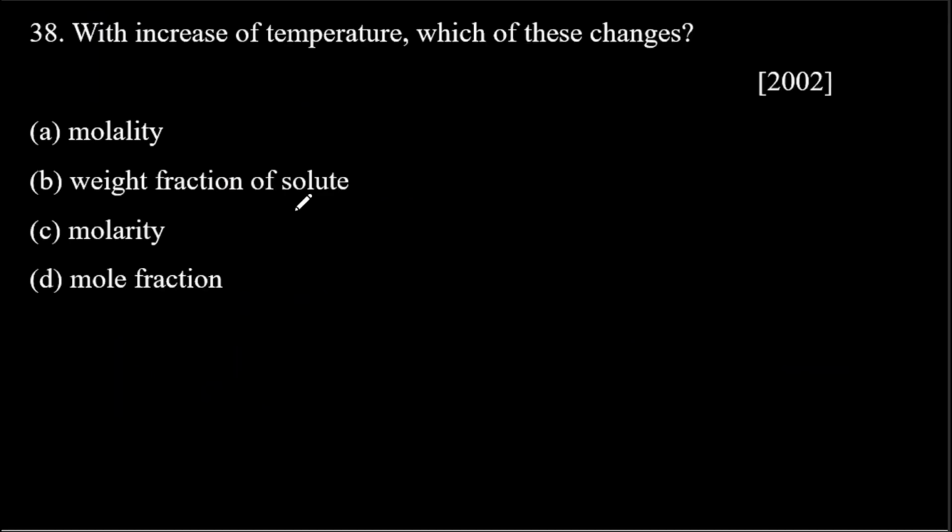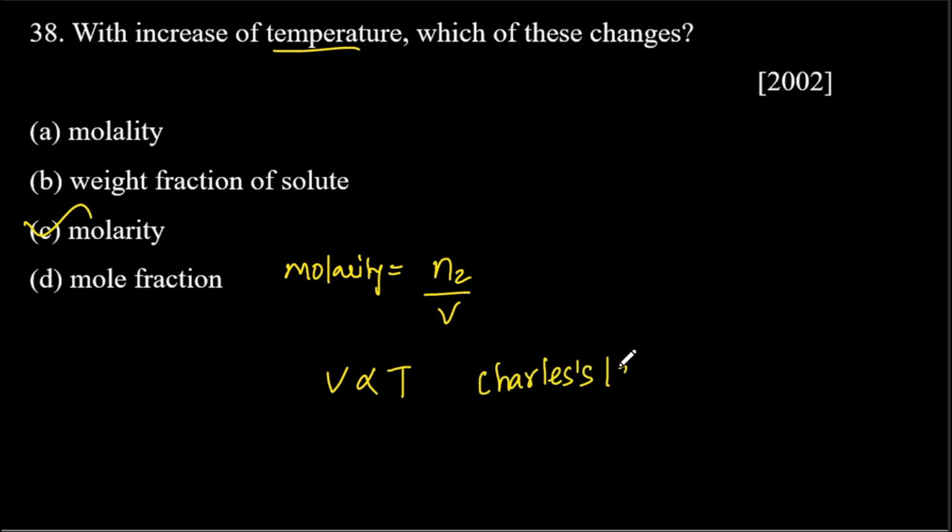The next question is, with increase of temperature, which of these changes? Molality, weight fraction of solute, molarity and mole fraction. So out of the 4 given options, molarity changes with temperature because formula of molarity is equal to number of moles of solute by volume. So it depends on volume. Molarity is inversely proportional to volume. So we know that volume depends on temperature. Volume is directly proportional to temperature. This is according to Charles' law. So when temperature increases, the volume also increases, and therefore the molarity decreases. So which of these changes? The answer is option C, molarity.